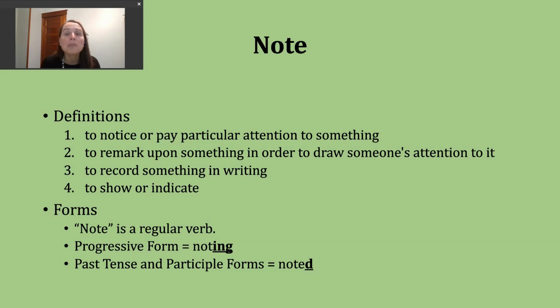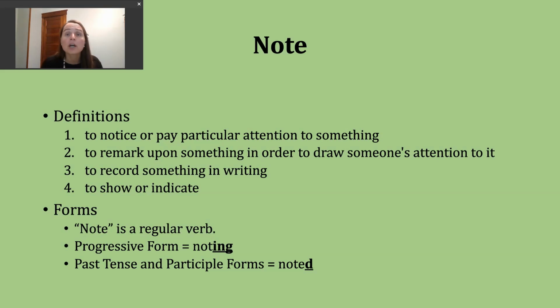And a fourth way you might hear note used is to mean to show or indicate. So with this fourth definition, we might think of sort of pointing out. That might be a good way to kind of help us connect to the definition. You should know that note is a regular verb. To make the progressive form of this verb, all you need to do is drop the E before you add ing to form noting. The past tense and participle forms of this verb can be made by just adding the letter D, since this verb already ends in an E.